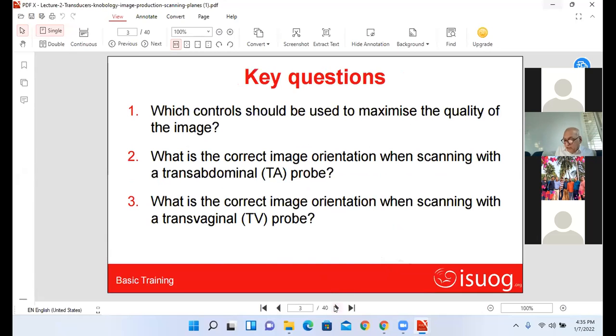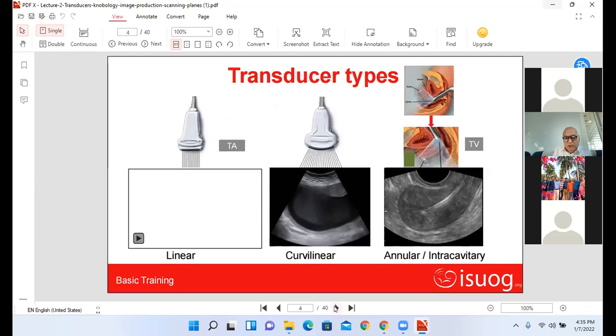The key questions are: which controls should be used to maximize the quality of the image? What is the correct image orientation when scanning with the transabdominal probe? And what is the correct image orientation when scanning with the transvaginal probe? Next slide, please. We have 2 types of transducer.